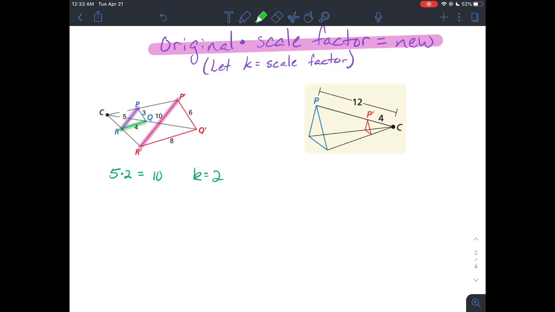Okay, so 4 becomes 8. All right, so 4 original times scale factor equals new. Original times scale factor equals new. Well, 4 times k equals 8. I want to get k by itself. 4 times k, I do the opposite and divide. So k equals 2. Right?